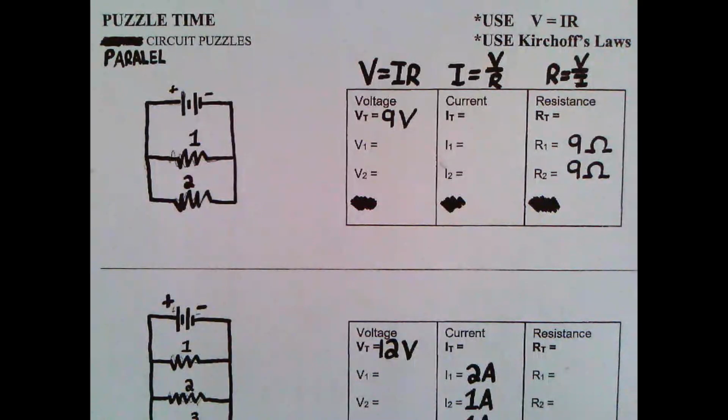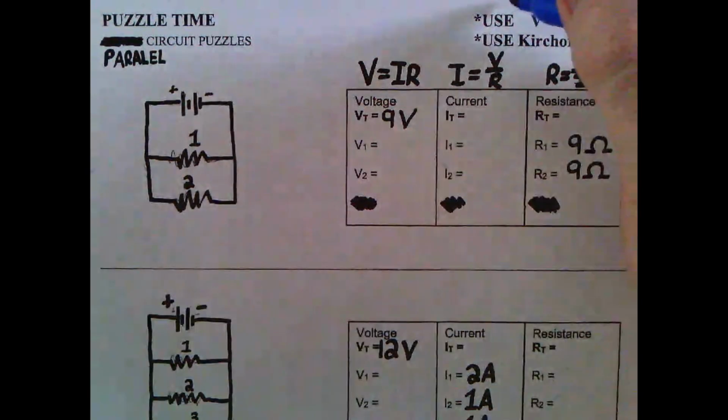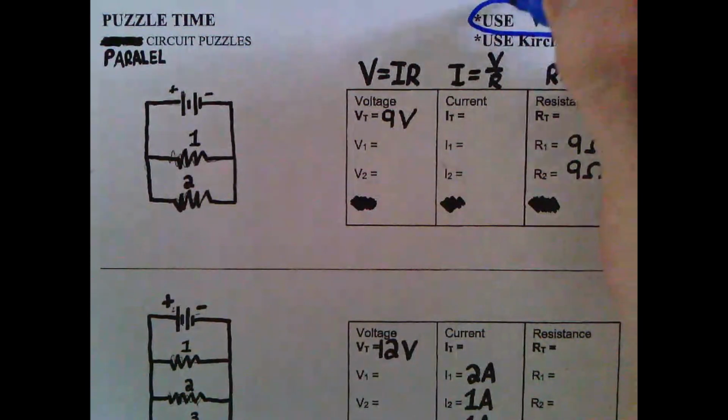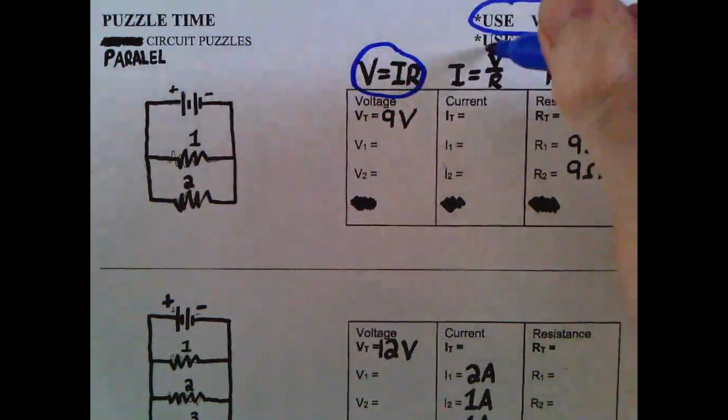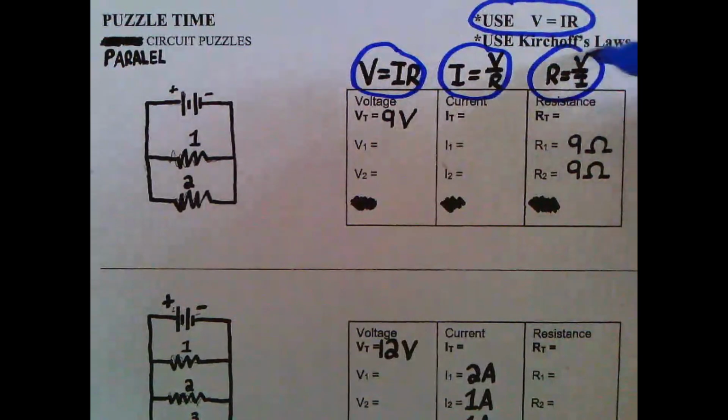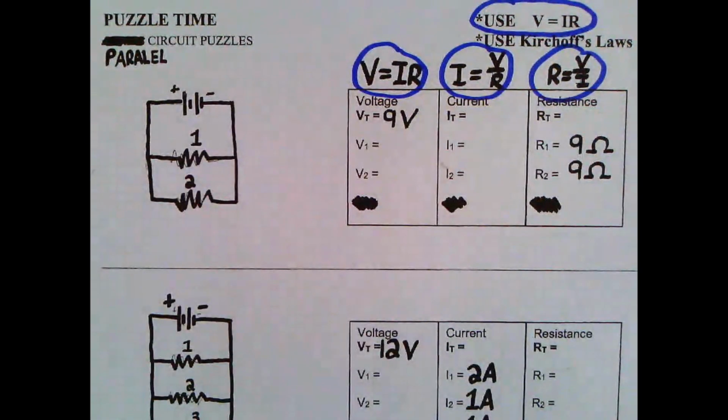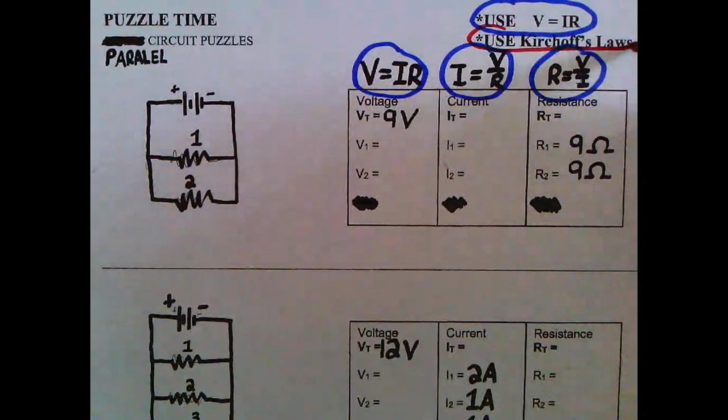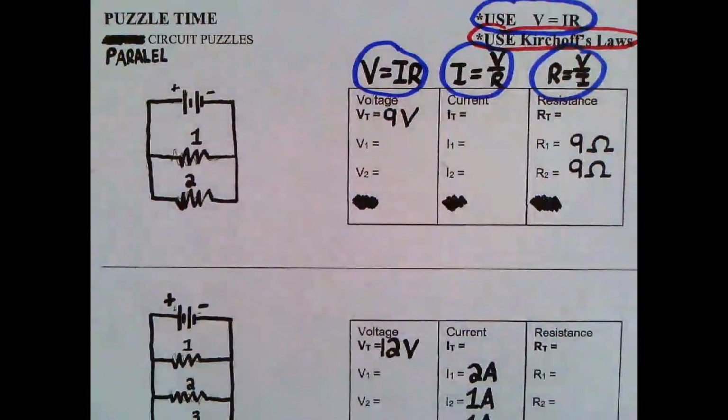Okay, so now we're going to look at parallel circuits. Again, the same idea. We're going to use these formulas. V equals IR is very, very useful. And similar to before, we're going to use Kirchhoff's laws anytime we want to find the last piece in a column. Just a reminder of Kirchhoff's laws for parallel.